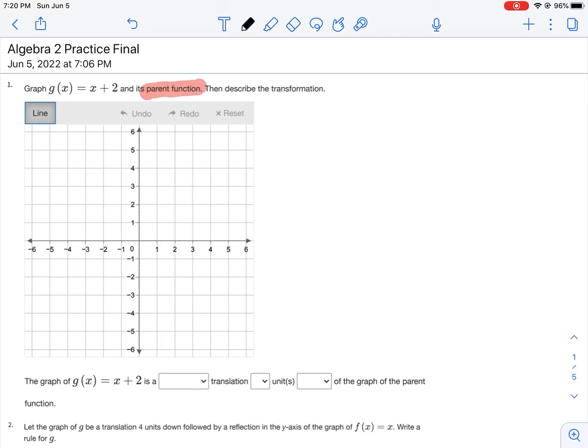The parent function, which is y equals x. This is linear. So the parent function of g of x equals x plus 2 is just a basic linear function. Y equals x. We start at 0, 0, because the plus b on the end is 0, so y-intercept at 0. Slope of 1, so over 1, up 1. There is our parent function.